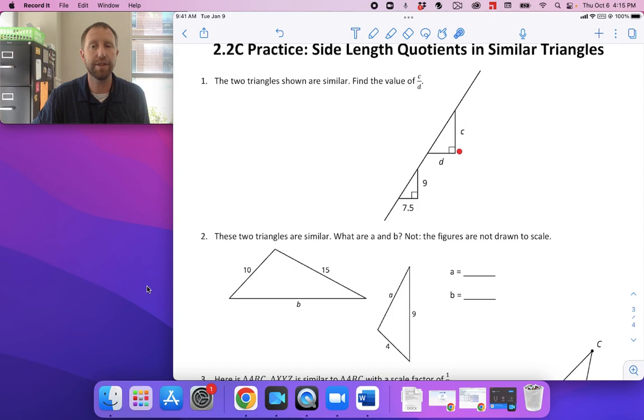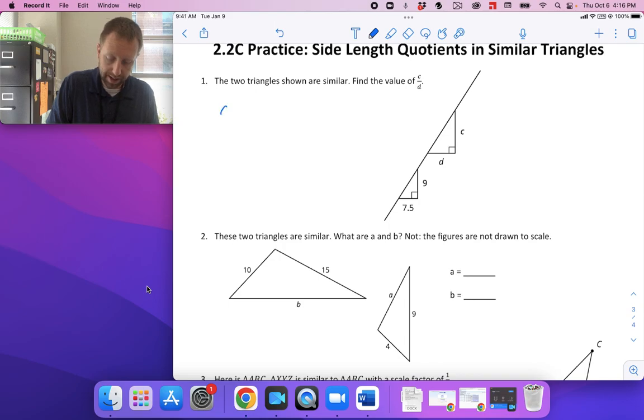C is in the same position as 9 on this triangle. Here's D, this horizontal length right here on the triangle. Well, D is the same thing as this 7.5 on this small triangle. So it says these two are similar, and what you found out in the lesson is that if you divide the side lengths on one of the similar shapes, that's going to give you the same answer as if you would have divided the corresponding sides on the bigger shape or on the other shape.